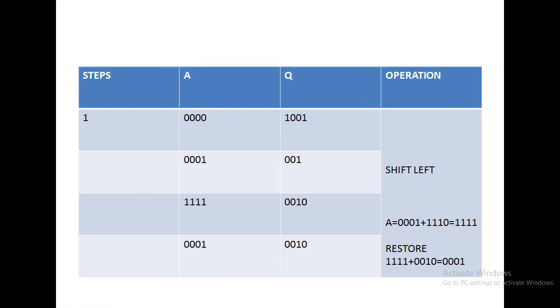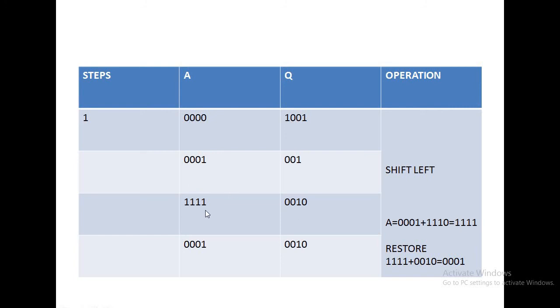Again I am telling, A is initialized with 0 and this is the Q value. What is the first step? Shift all the bits towards left. Then perform A is equal to A minus M. A is equal to A minus M is the same as A is equal to A plus 2's complement of M. So this is the result.